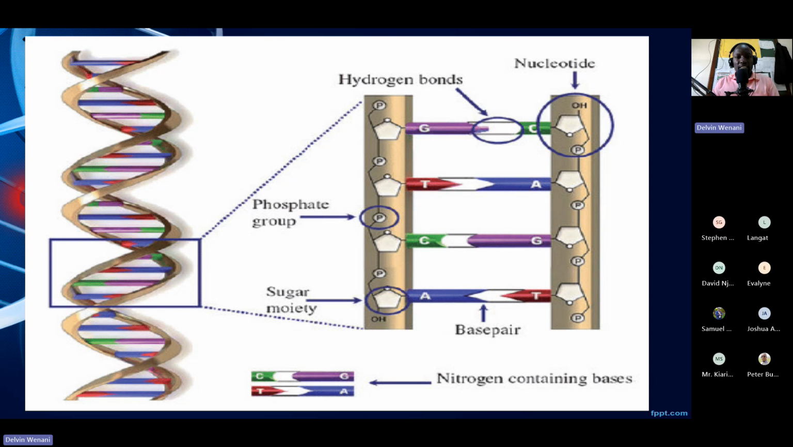Then we have a guanine pairing with a cytosine, a thymine pairing with an adenine. Then you have a cytosine pairing with a guanine. Then you have an adenine pairing with a thymine. Okay, they're around what we call the base pair.